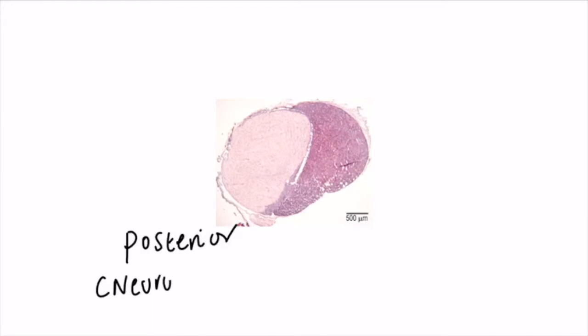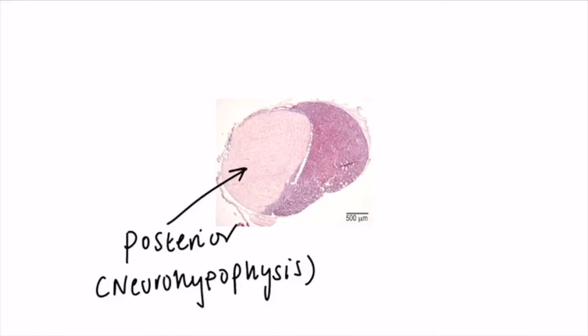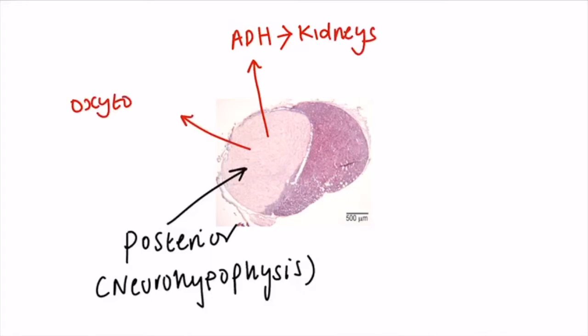The posterior pituitary gland, otherwise known as a neurohypophysis, originates from nervous tissue in the brain. It looks very different from the anterior, as you can see the nerve fibers, and it contains neurosecretory cells. It secretes two hormones, ADH, which acts on the kidneys to regulate water excretion, and oxytocin, which causes smooth muscles in the uterus to contract during labour.